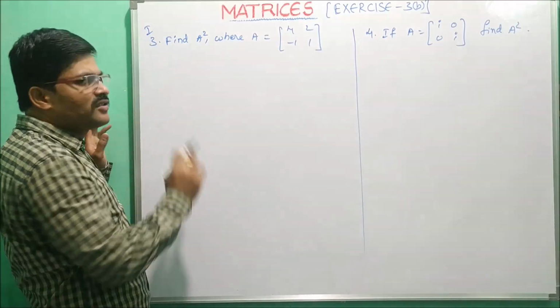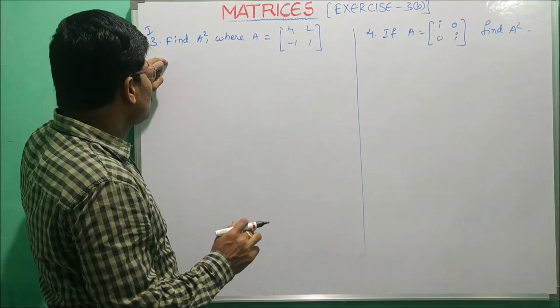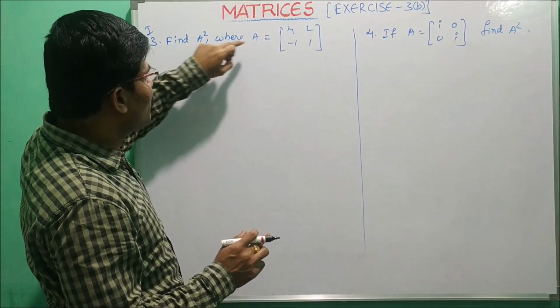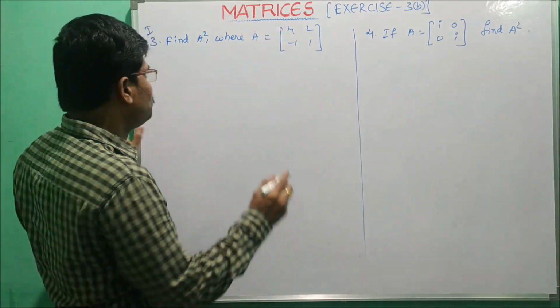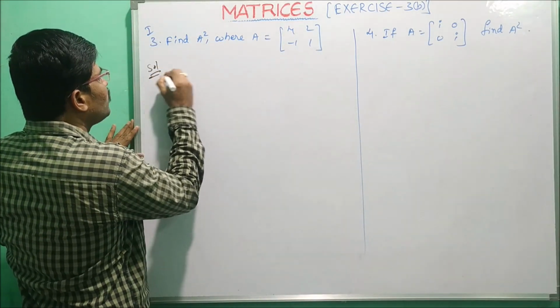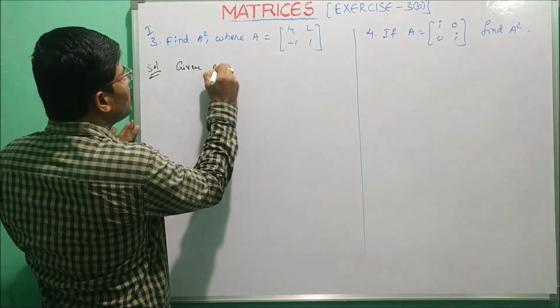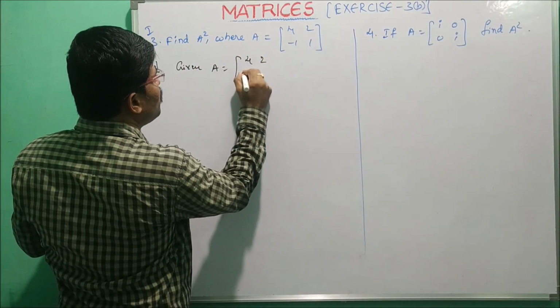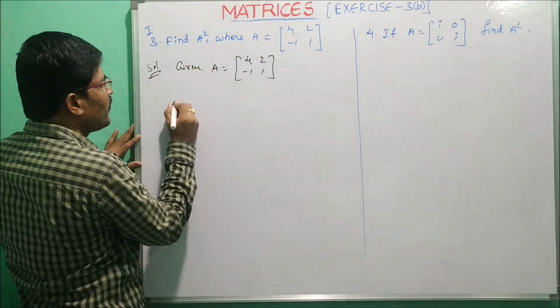Now first row on third sum. Here, given A equals [[4, 2], [-1, 1]], find A square. Now we go to the solution. Given A equals [[4, 2], [-1, 1]], so to find A square.